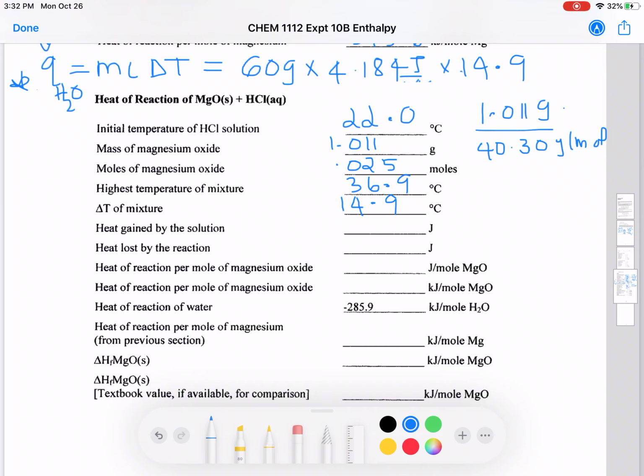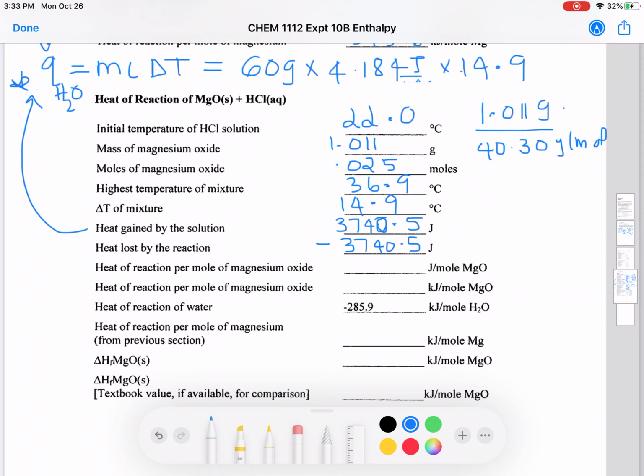Heat gained by the solution. So 60 grams times 4.184 times 14.9, heat gained by the solution over here, that would be 3740.5 joules. That's the heat gained by the solution. Heat lost by the reaction would be the same amount but opposite sign, negative 3740.5.